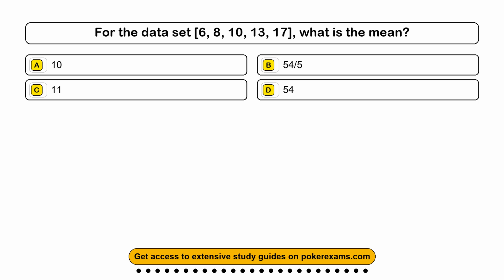Question 19. For the data set 6, 8, 10, 13, 17, what is the mean? Option A, 10. Option B, 54/5. Option C, 11. Option D, 54.